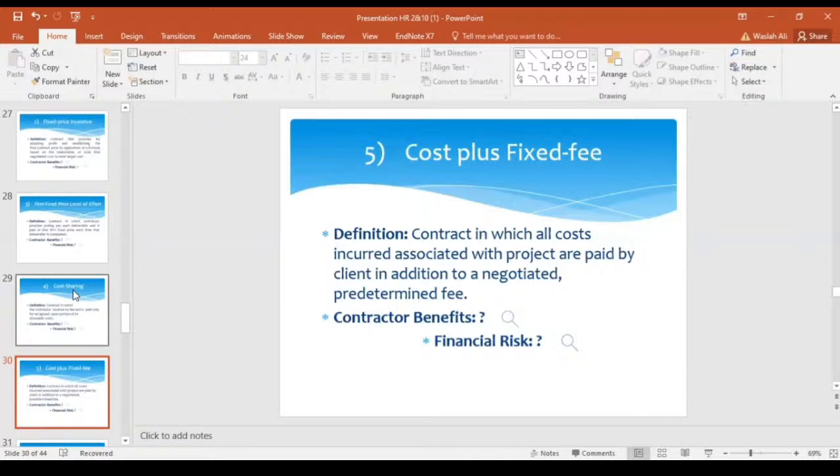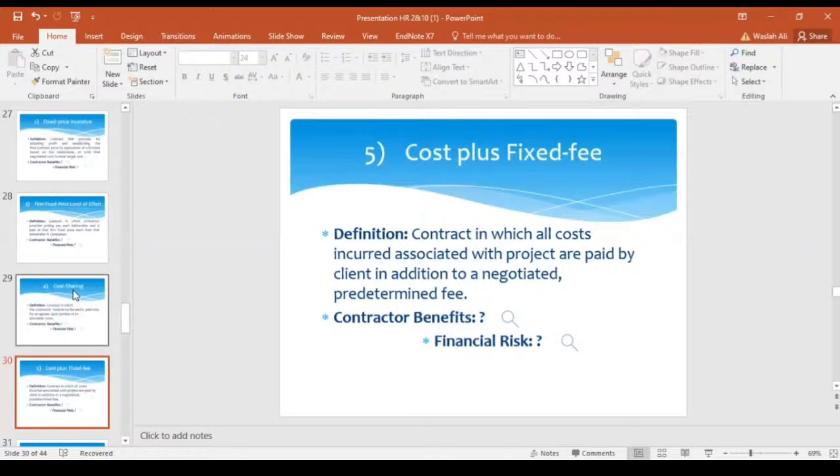Now we also have some benefits and some financial risk in this type of contract. Here in this case, the fee is guaranteed as long as the contractor performs as promised. If the contractor performs as he promised, then the fee is guaranteed for him. And what are the financial risks? Low financial risk for the contractor because the contractor is paid for all labor expenses and fees.